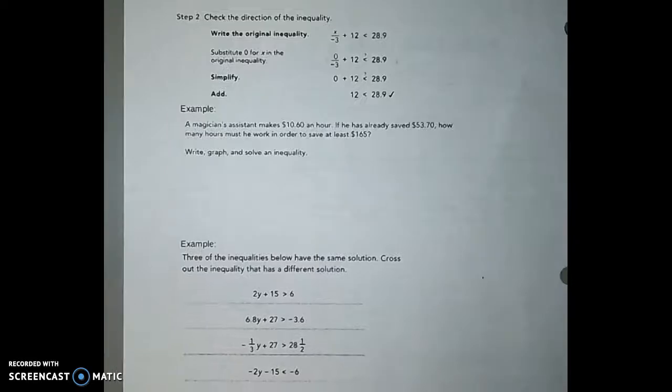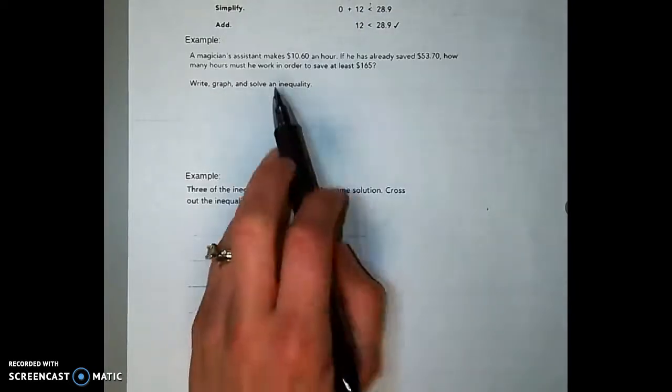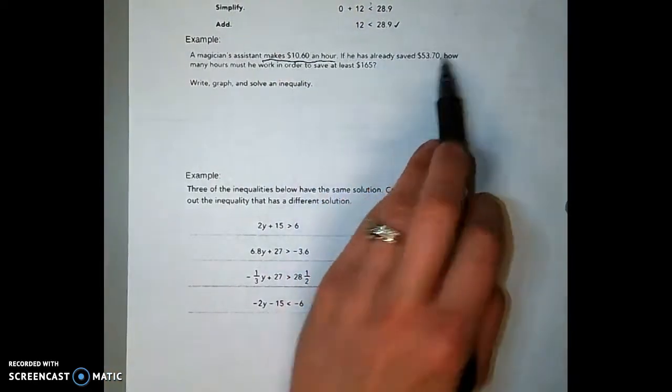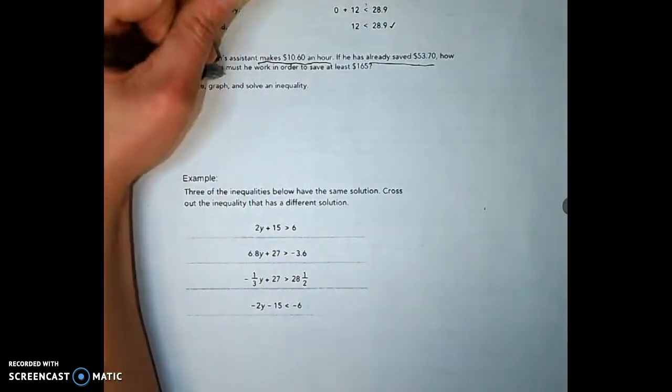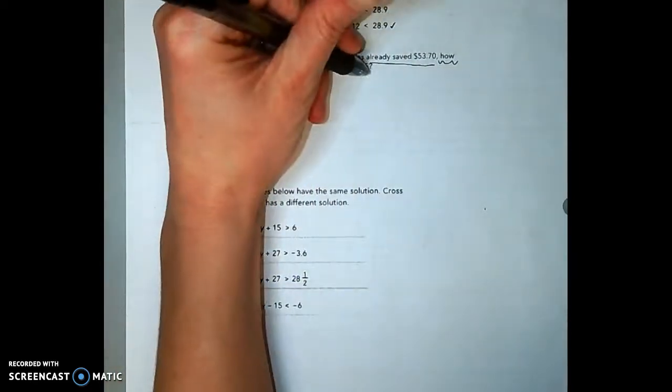Now we're going to look at one word problem that's an inequality problem, and we're going to pick out our important information and then solve it. So it says a magician's assistant makes $10.60 an hour. If he has already saved $53.70, how many hours must he work in order to save at least $165? So let's underline our important information. So he makes $10.60 an hour. So every hour he makes $10.60. He already has saved $53.70, and it says how many hours must he work? So we're trying to find how many hours must he work in order to save at least 165.